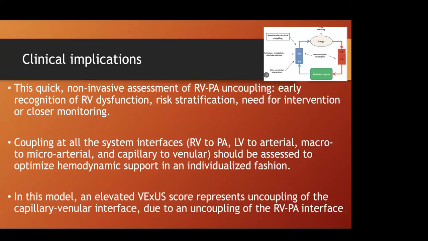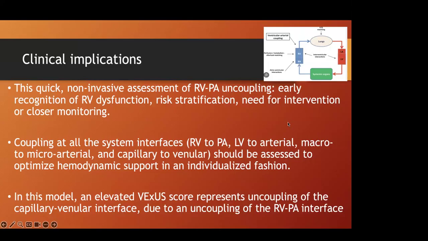So if you see the entire circulatory system, from the right ventricle to the lung to the left ventricle to the systemic circulation and back into the right ventricle, there are several interfaces in the entire circuit. So what we assessed here is from the RV to the lung, which is RVPA coupling, and also the capillary to the venule. Okay, so we assessed the capillaries to the venules. This is the VExUS. So we use two interfaces in the entire circuit to assess the circulation.